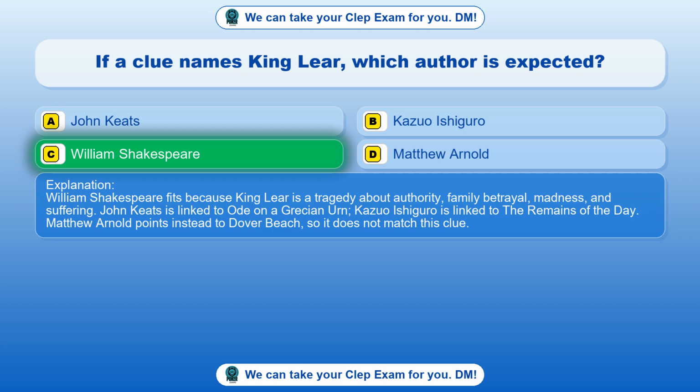John Keats is linked to Ode on a Grecian Urn. Kazuo Ishiguro is linked to The Remains of the Day. Matthew Arnold points instead to Dover Beach, so it does not match this clue.